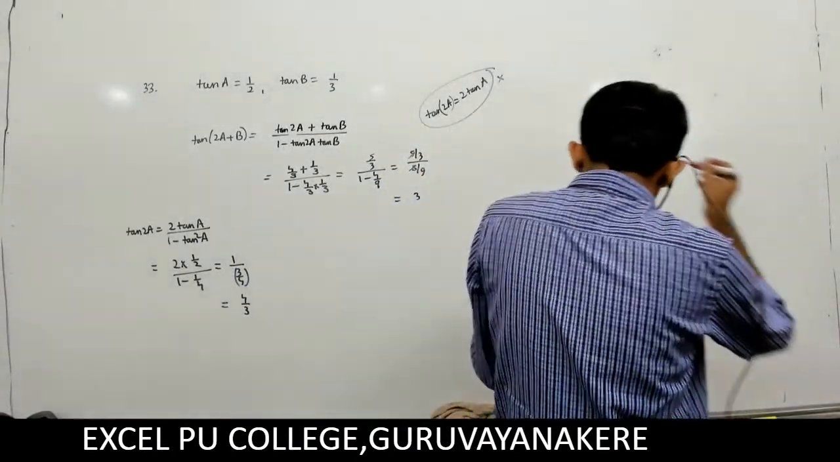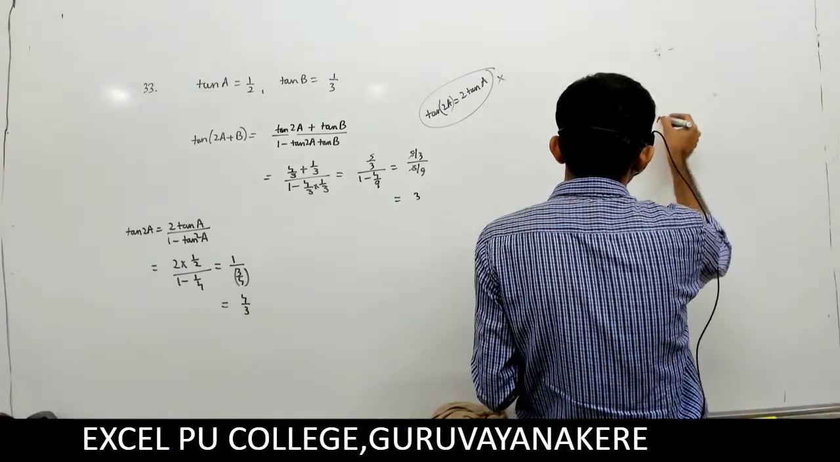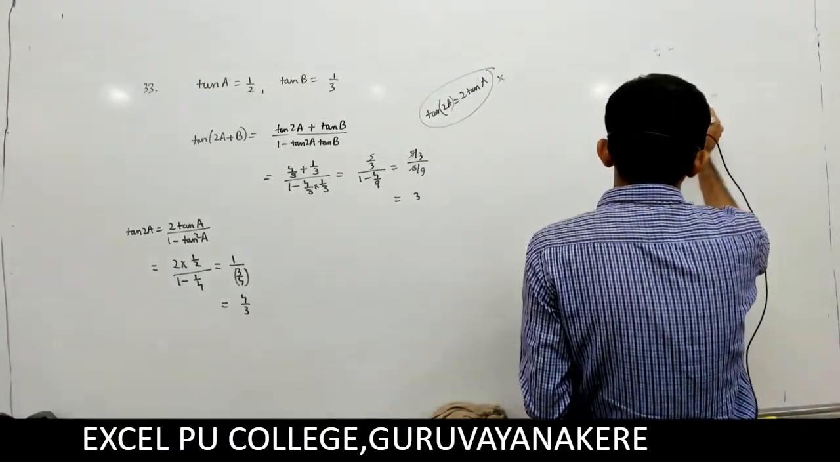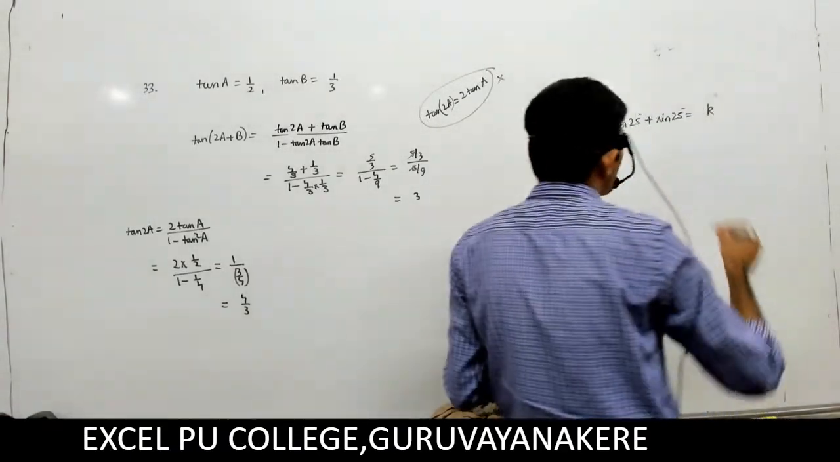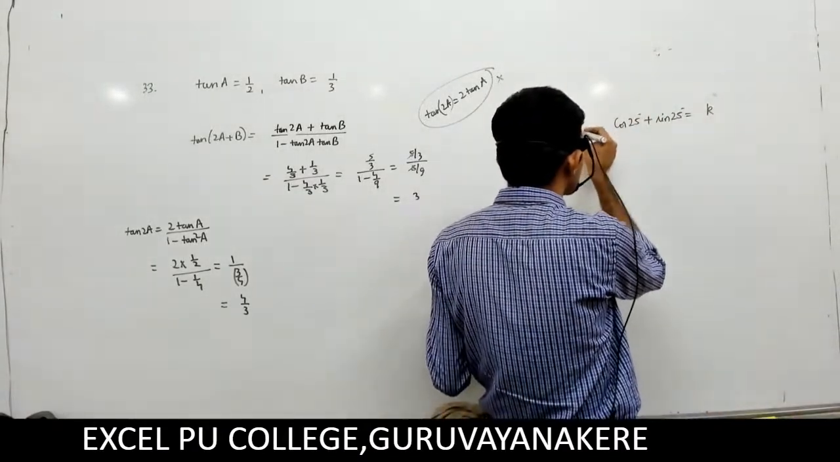So given cos 25 degree plus sin 25 degree is equal to k. Do squaring on both sides of this given equation.